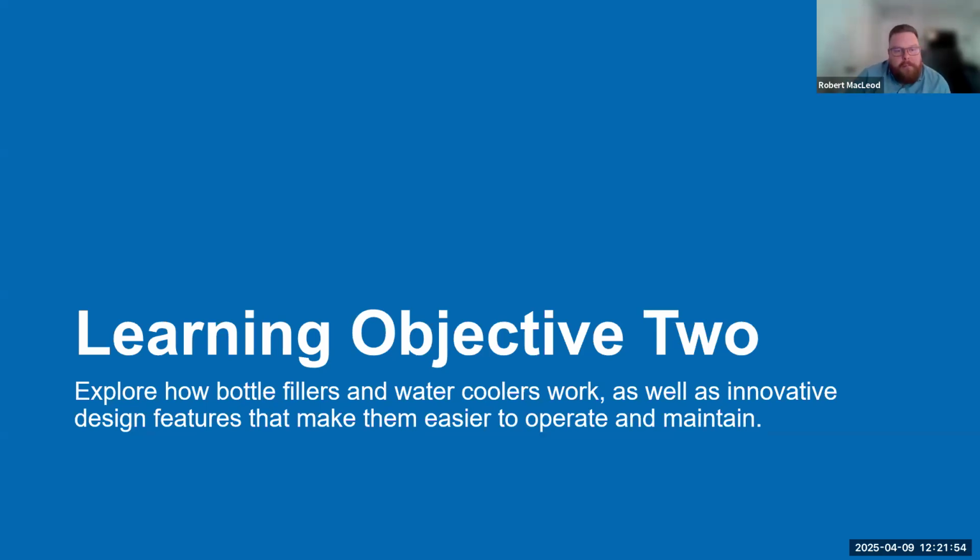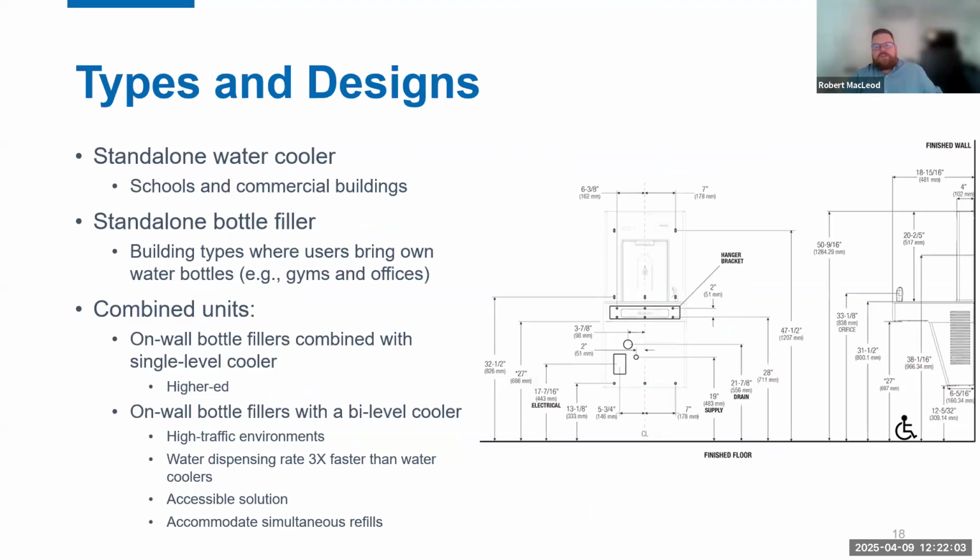Objective 2: we'll explore bottle fillers and water coolers, how they work, as well as the innovative design features to make them easy to operate and maintain. There are several types of fixtures and innovative design features that you should know before specifying commercial bottle fillers and water coolers. Manufacturers offer models that are either a standalone bottle filler, a standalone water cooler, or a combination. A standalone on-wall bottle filler may be ideal for building types like a gym or an office where users are likely to have their own refillable water bottle.